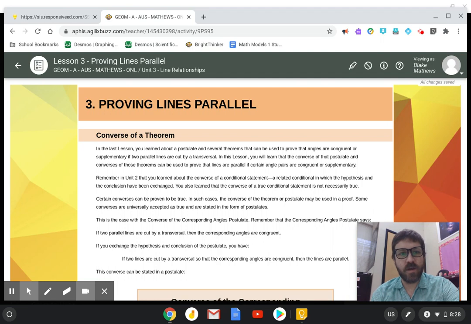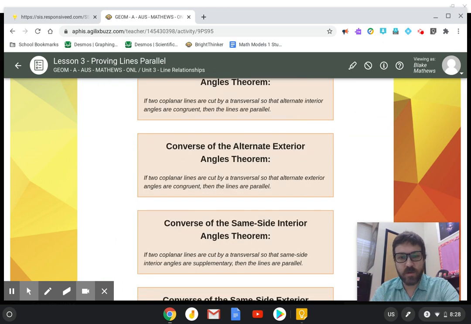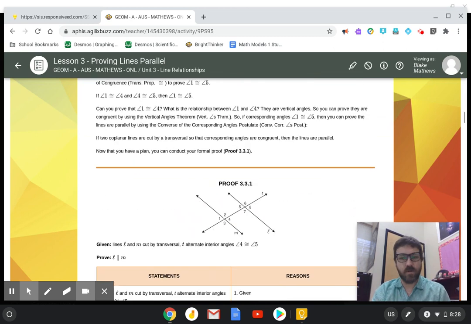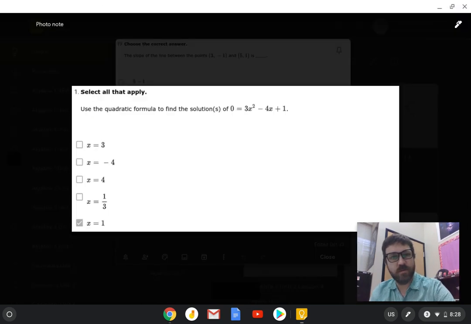Okay, this is the Geometry Unit 3, Lesson 3 video. Basically, this lesson takes all of the theorems we covered in Lesson 2 about the transversal line and switches them. So in the previous lesson, we were saying if these two lines are parallel, jump over here.